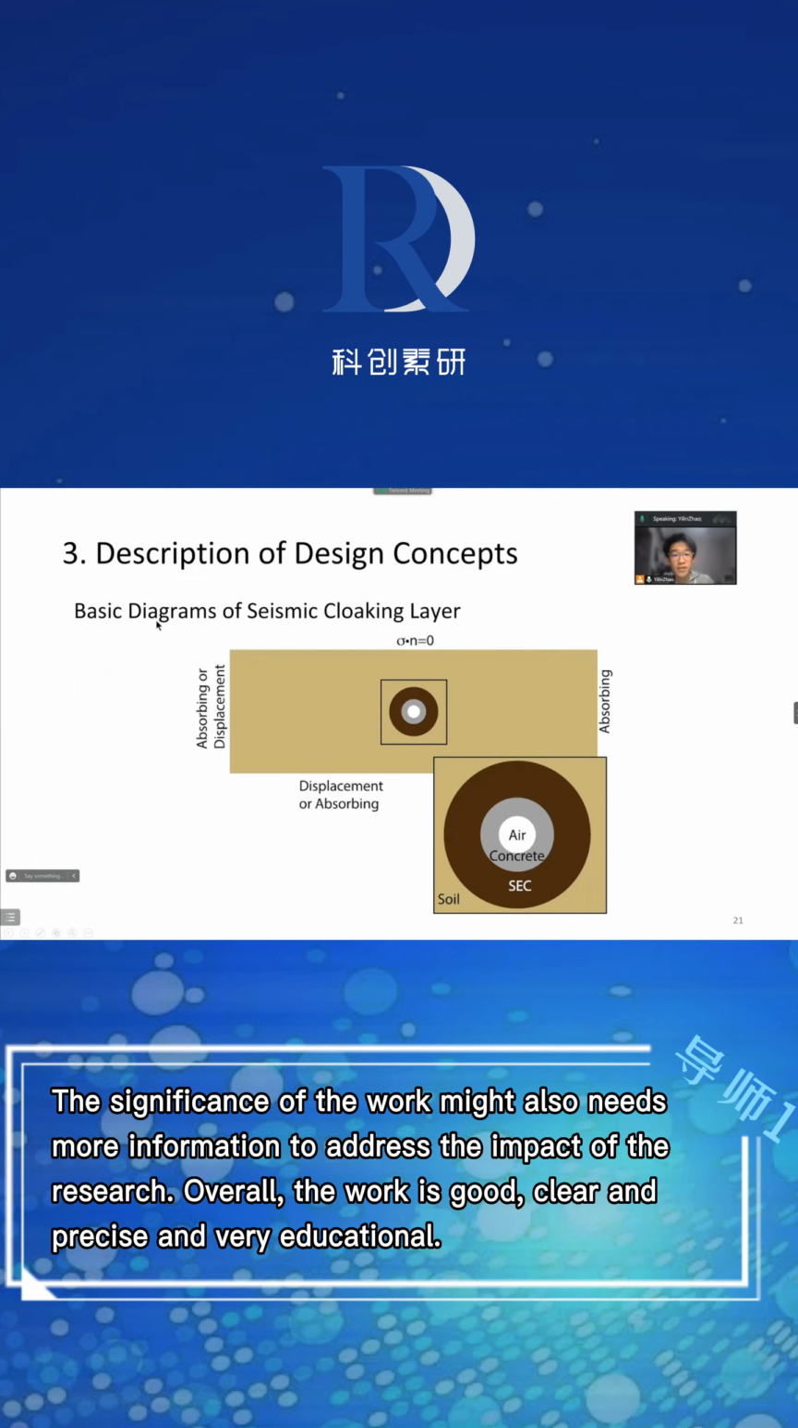So here are the basic diagrams of a seismic cloaking layer. The yellow part is the absorbing part, or the ambient environment. And we have the SEC, which is the so-called metamaterial cloaking layer. And inside we have concrete walls and air. And the air can be replaced by gas, by water, and even by electricity pipes as well.